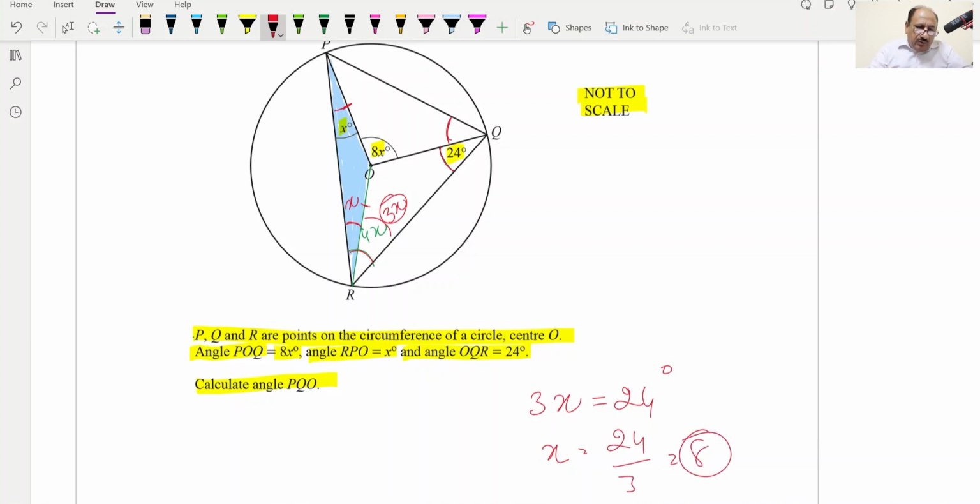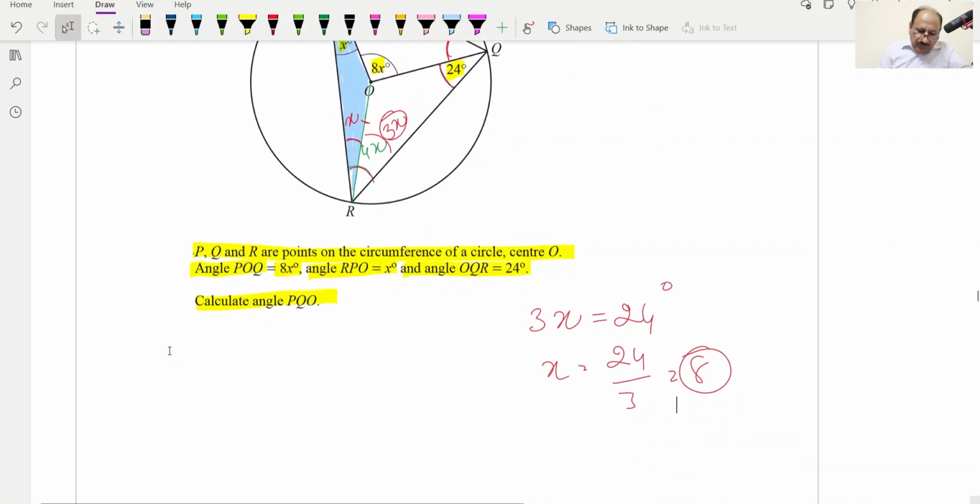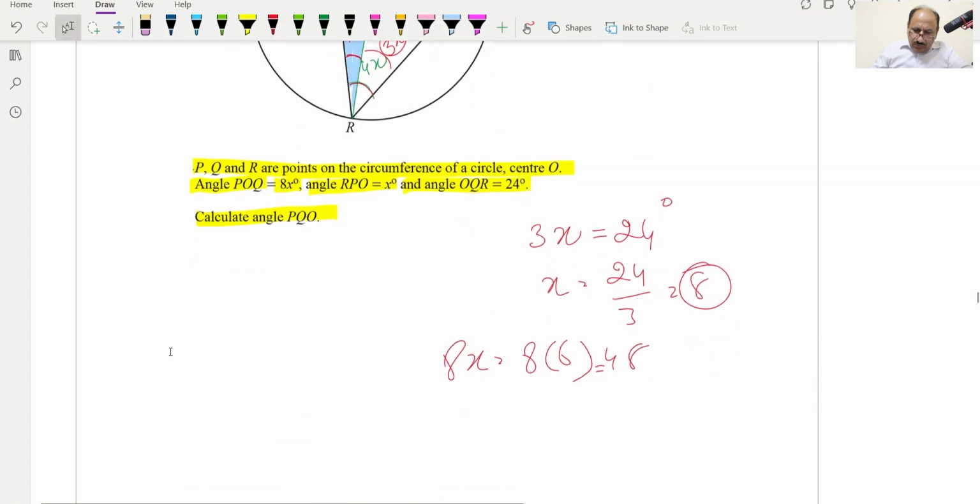Now x value is 8. If x value is 8, then 8x will be what? 8x will be equal to 8 into 6, which is equal to 48. No, x value is 8, so this will be 64.